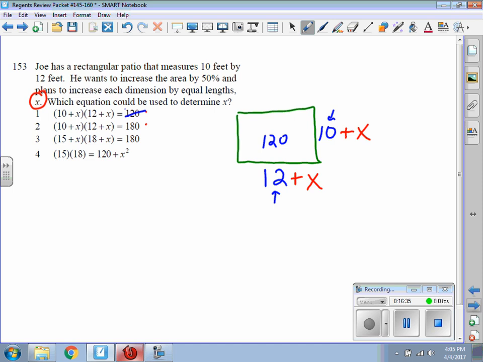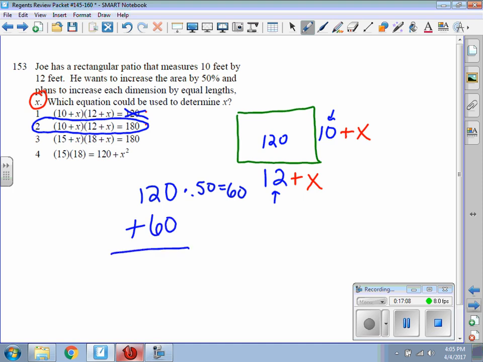So choice 1 cannot be the answer because that area is the original area, not the new area. It has to be choice 2, just by process of elimination. And it works out because if we have an original area of 120 and we add 50% more, 50% of 120, we multiply times 0.50, is 60. Let's add that 60 new square feet into the area. We get 180 as our total new area.